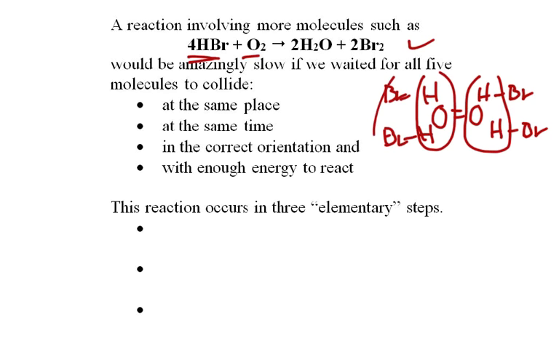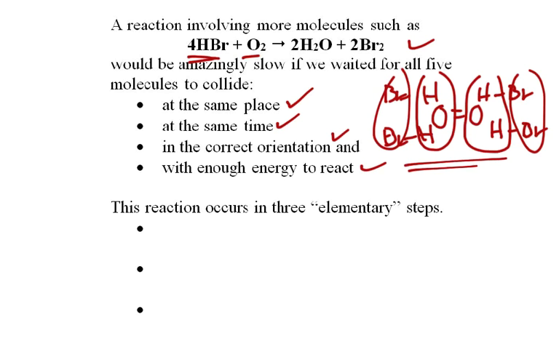But we could kind of see we would get a couple of H2Os and 2 Br2s. So for them to be in the same place at the same time with the correct orientation and with enough energy, it's just not going to happen. So people think this really does happen in 3 steps.